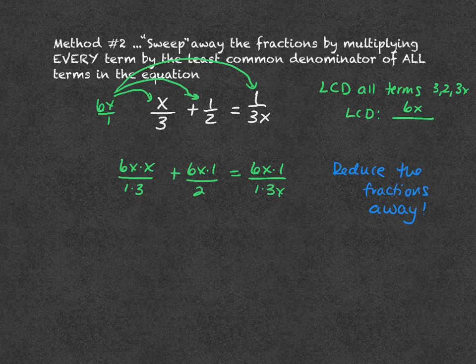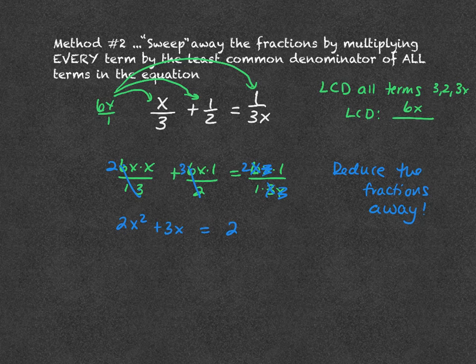So like here, 6 and 3 just reduce to a 2. So this turns into 2 times x, which is just 2x squared. In this fraction, the 6 and the 2 would reduce to a 3. So we have a 3x, and I'm just not choosing to multiply times 1. Then we have our equal sign, and on the right side, the 6 and the 3 can reduce to a 2. This x will cancel with that x, so it's just equal to 2.